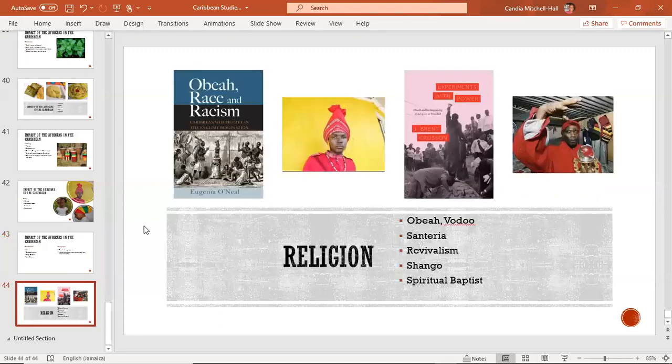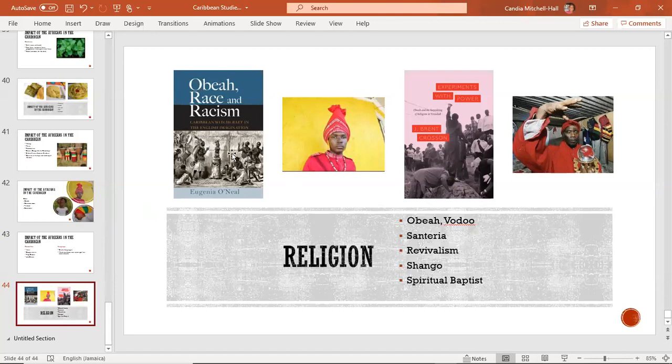Our religions in the Caribbean are also influenced by the Africans. We have Obia, Voodoo, Santeria, which is popular in Cuba, and Revivalism, which is a mixture of Christianity and some African forms. What we call revivalism in Jamaica is what they call spiritual Baptist in the Eastern Caribbean. And Trinidad also has Shango. These are some African-based religions that influence us.